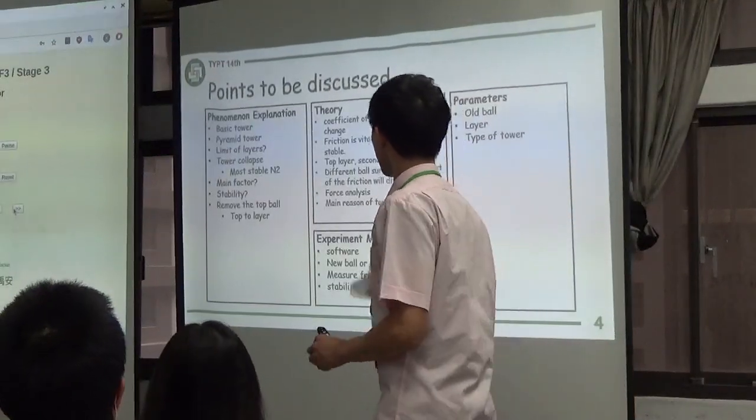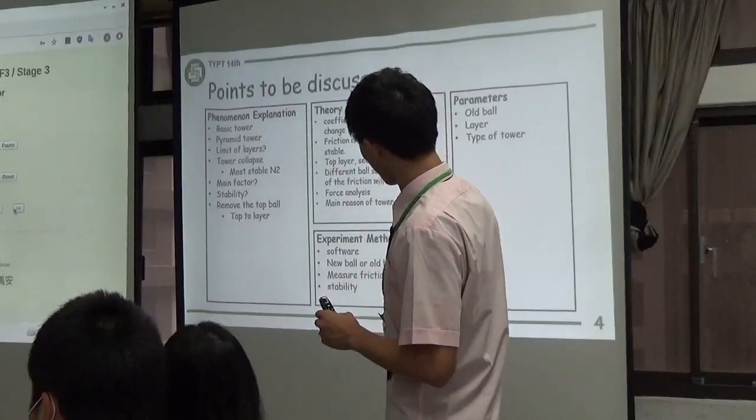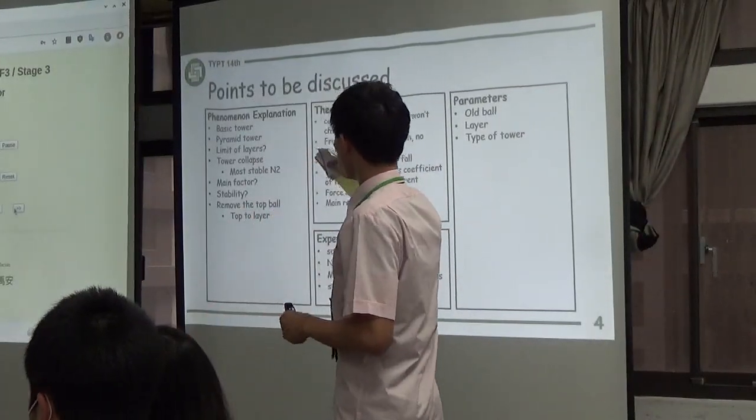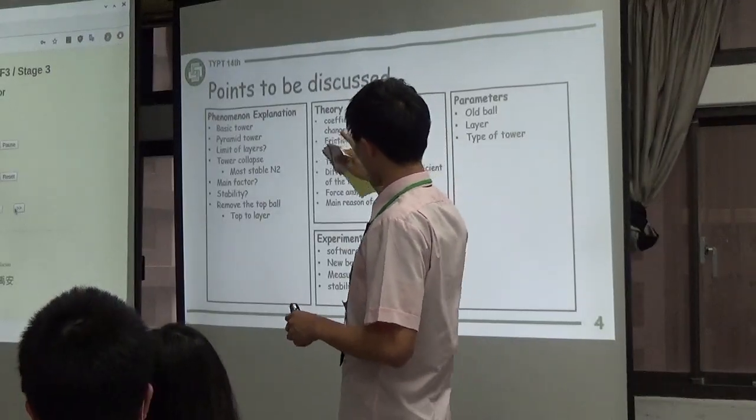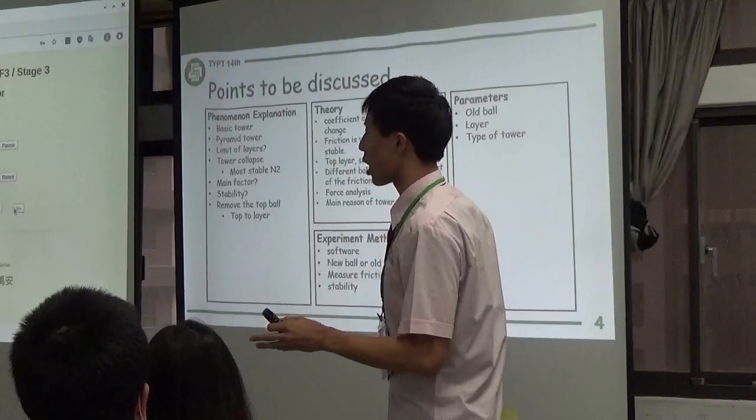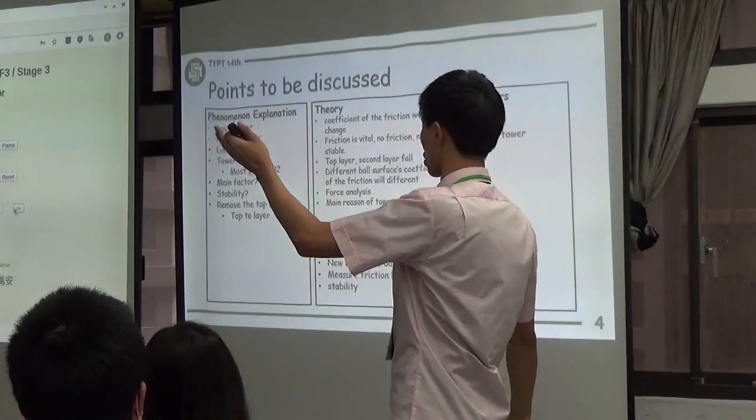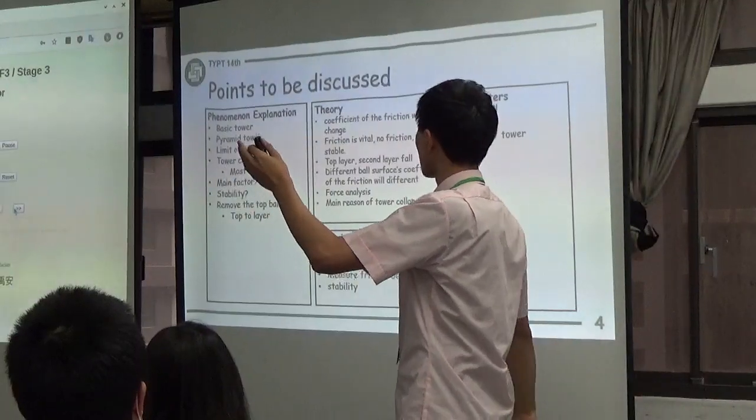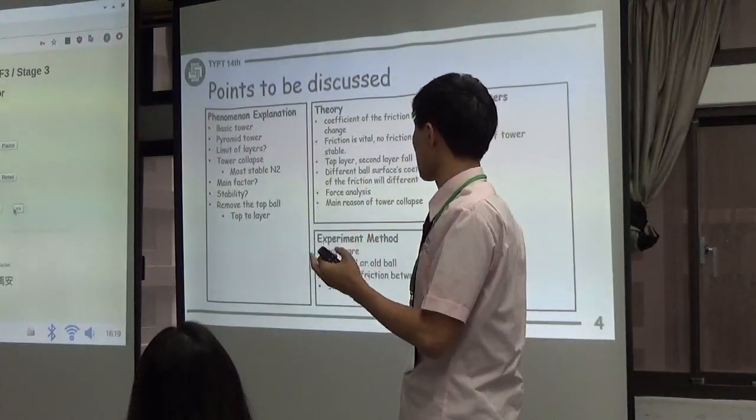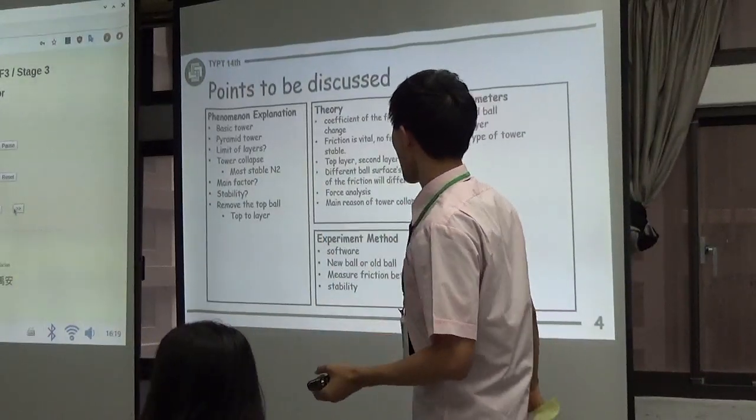Okay, now to the main focuses. So we will be discussing this. The phenomenon explanation: there are 3 types, basic tower, pyramid tower, and 2 types. And we'll be discussing whether there will be a limit of layers. And they also showed how the tower collapsed.